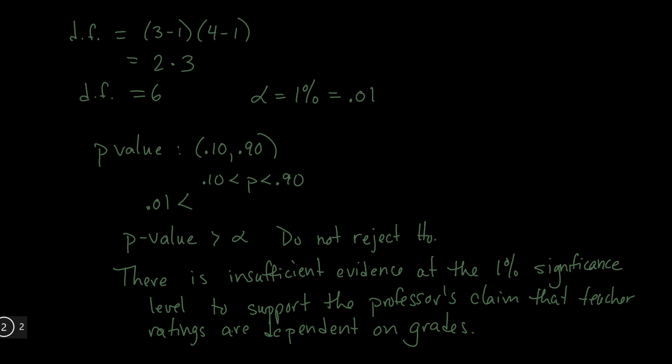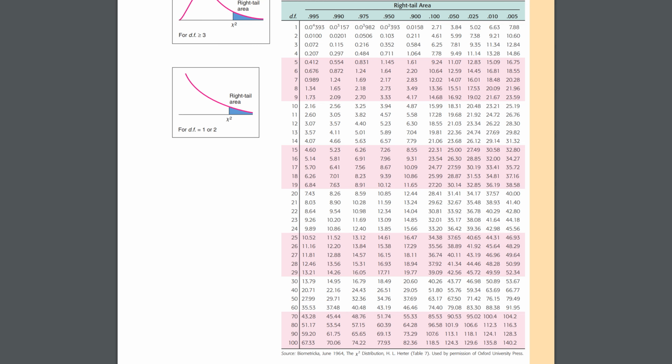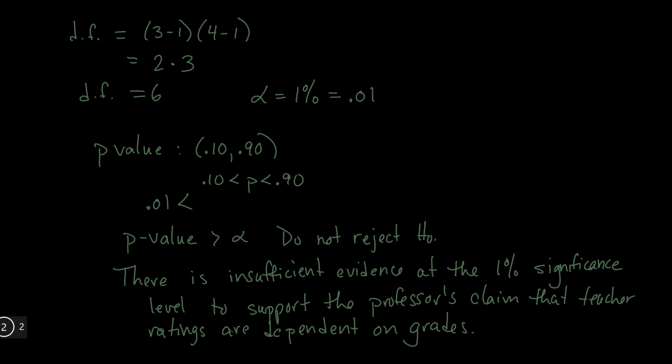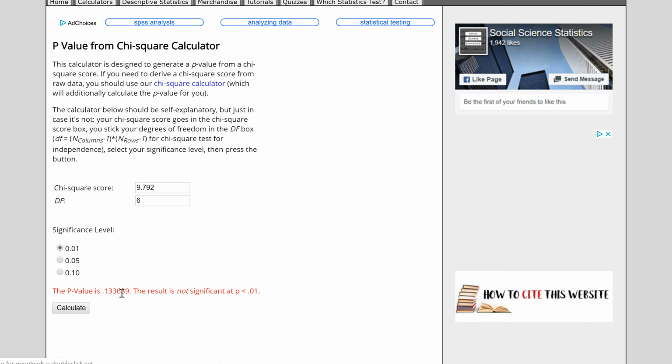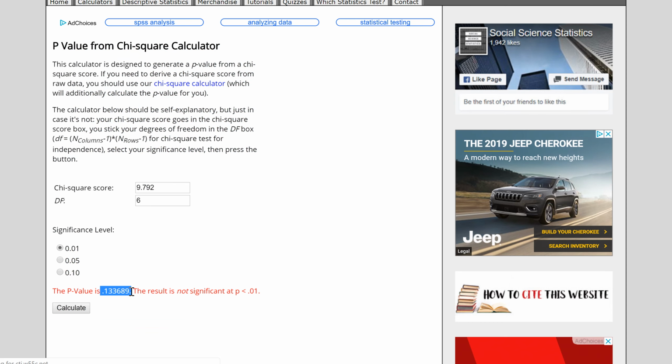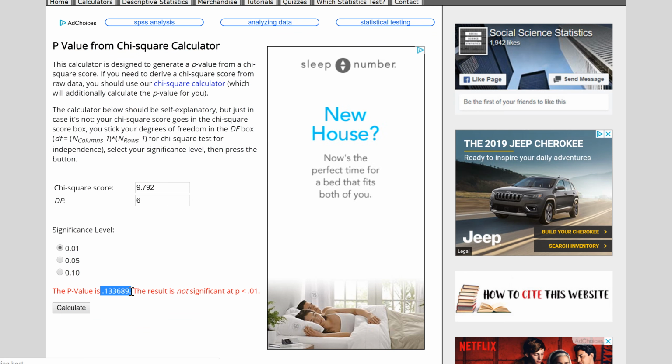Now, if we want to actually calculate a p-value, we can't really do this by just using a table. However, we can use other resources like a p-value calculator. Just by Googling p-value calculator, you can come up with a lot of options. Here, this is specifically a p-value calculator for a chi-square statistic. So we can enter here our chi-square score and our degrees of freedom. You can even enter the significance level here. There's only 3 options, but one of ours is on here, 0.01, and calculate. So we can see here that the p-value is 0.133689, and it even tells you here that the results are not significant, which is what we concluded.